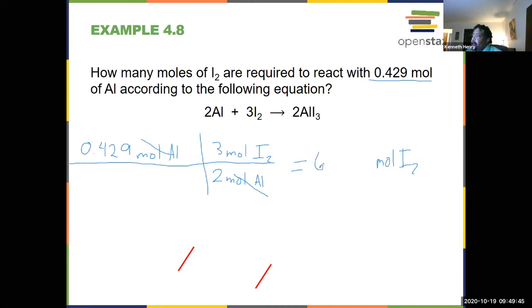How many sig figs should I have? 3 sig figs. Okay, questions, concerns, cash, credit. Piece of cake? Yep.